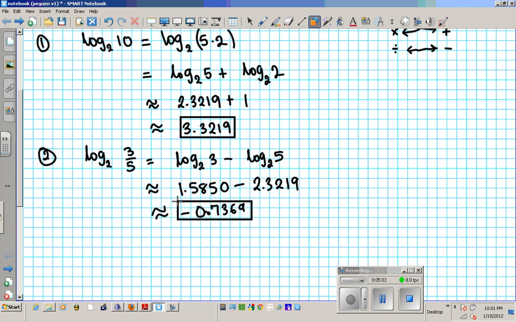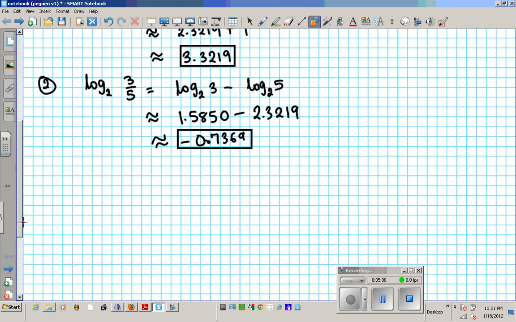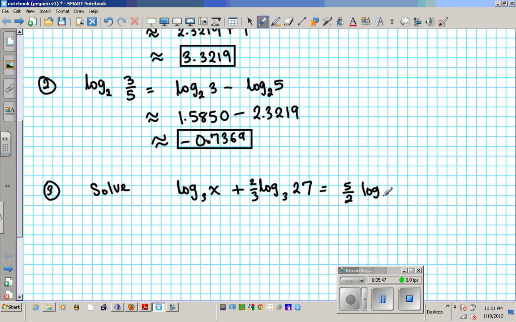Okay, how about solving? How can we use properties of logarithms to solve? Number 3, let's solve the equation: log base 3 of x plus 2/3 log base 3 of 27 equals 5/2 log base 3 of 4.